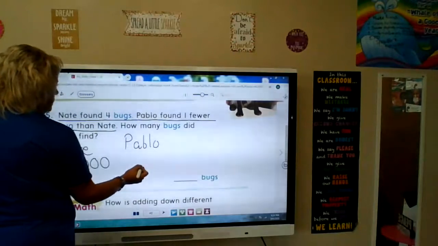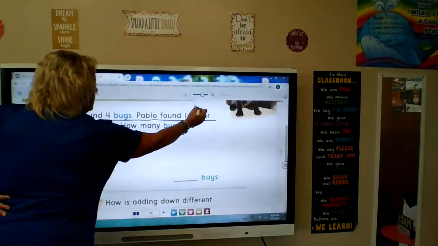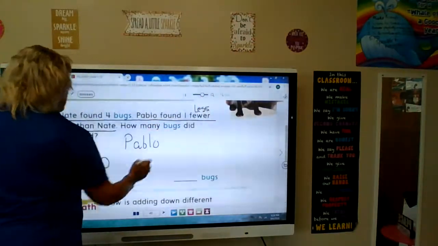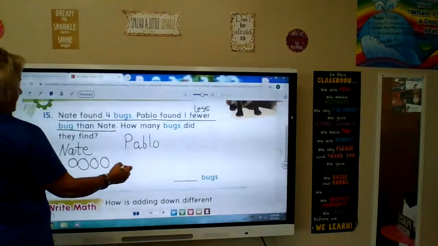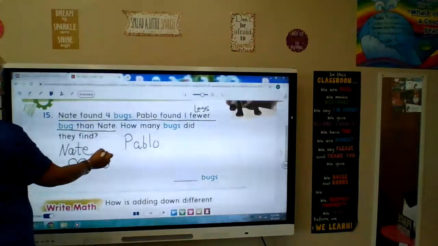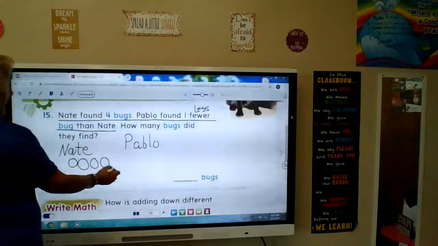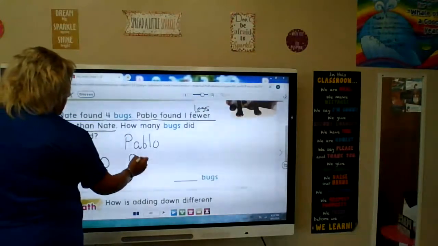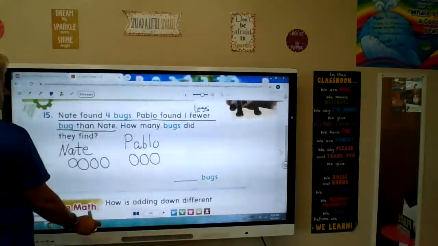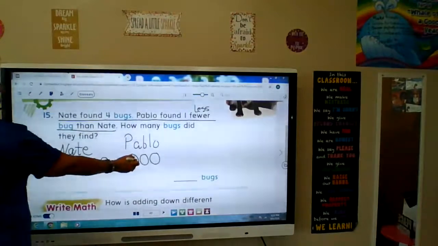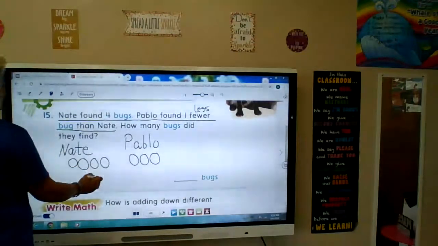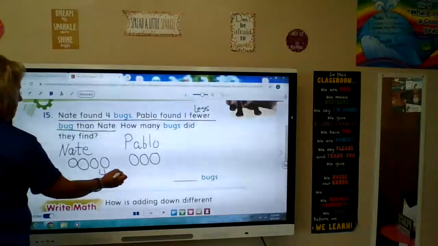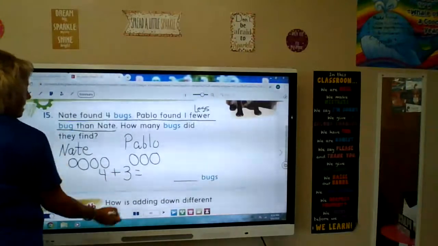Nate found 4 bugs. Pablo found 1 fewer, which means less. 1 less bug than Nate did. So if I take away 1 bug from Nate, that means that Pablo only found 3 bugs. So Nate found 4 and Pablo found 3.